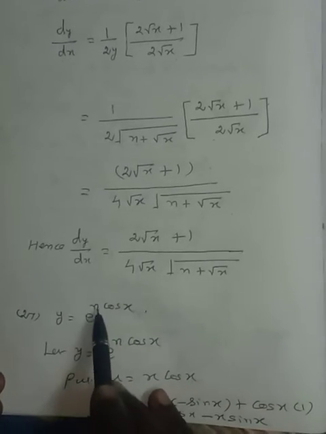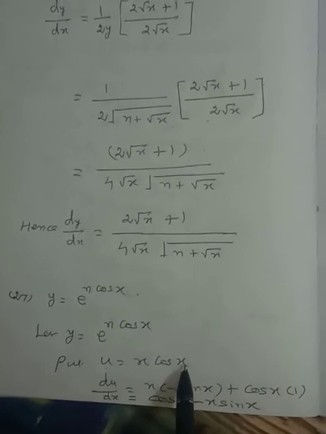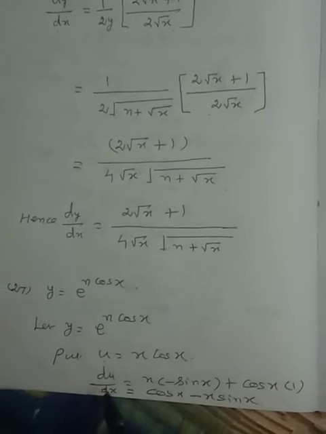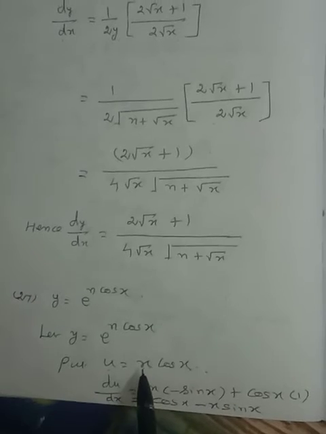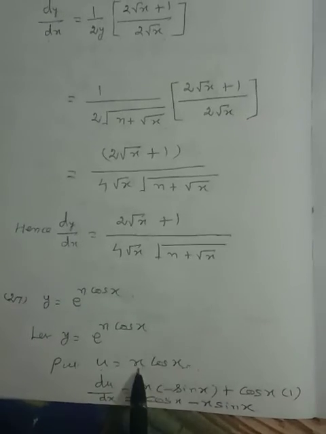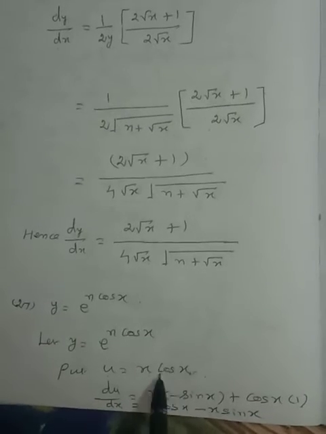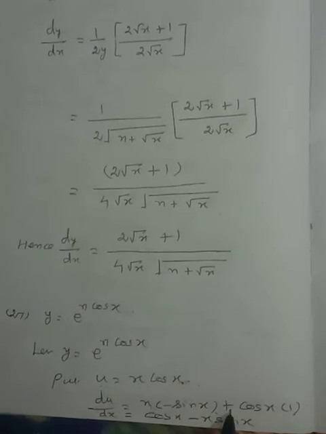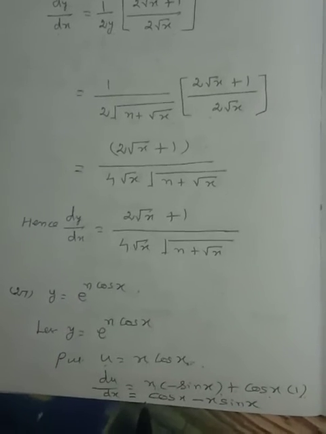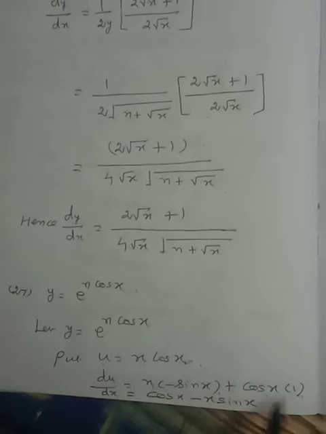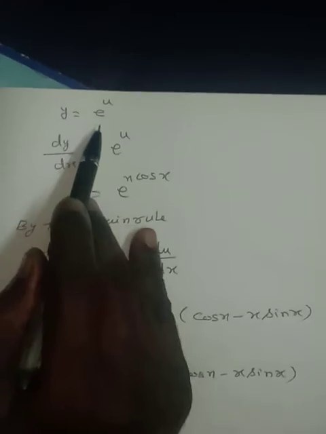Next, sum number 27, y is equal to e to the power of x cos x. Put u is equal to x cos x. Left hand side variable is u, right hand side variable is x. Therefore, differentiate u with respect to x. We have du by dx is equal to, differentiation of u v form, u dv plus v du. U x dv is cos x, differentiation is minus sin x, plus cos x into x differentiation is 1. So arranging, we have cos x into 1 is cos x minus x into sin x.